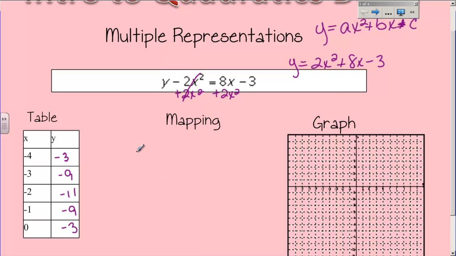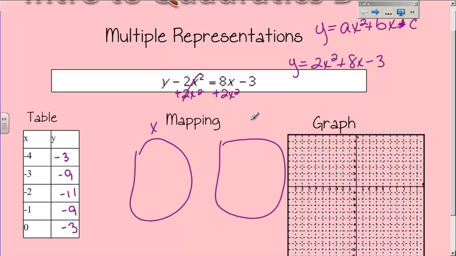So I'm going to show you one more time. When you do a mapping, you have these pretty little ovals. Hopefully yours are prettier than mine. This represents x and this represents y. And you list all the values from the table into your mapping, and you put them in order.